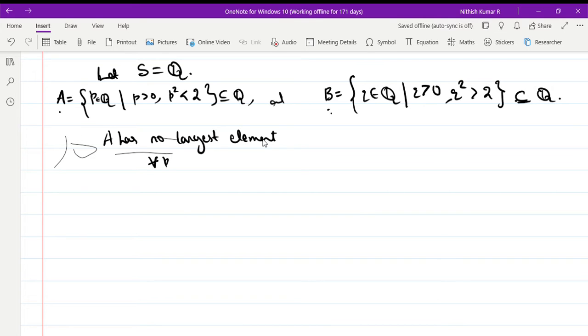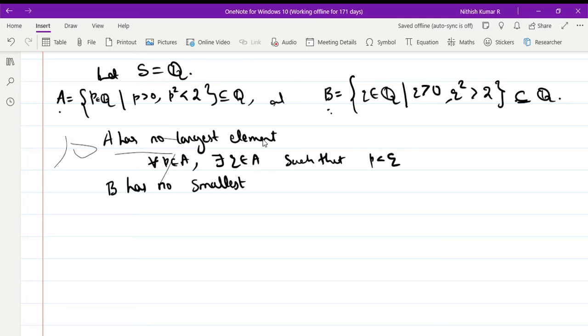For any p belonging to A, there exists some q belonging to A such that p is less than q. This says that if you take any element in A, you get an element greater than it. Therefore, A has no largest element. Similarly, B has no smallest element. We shall prove that B has no smallest element.